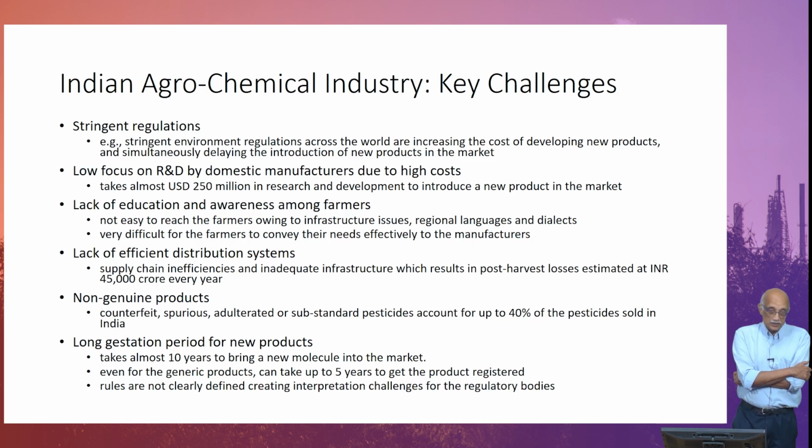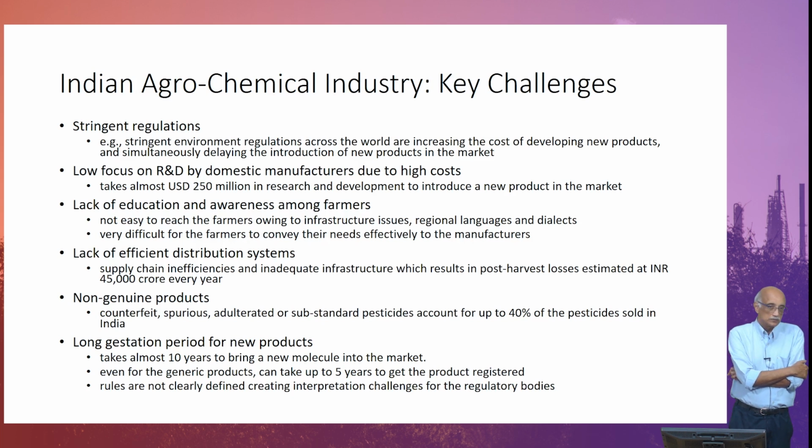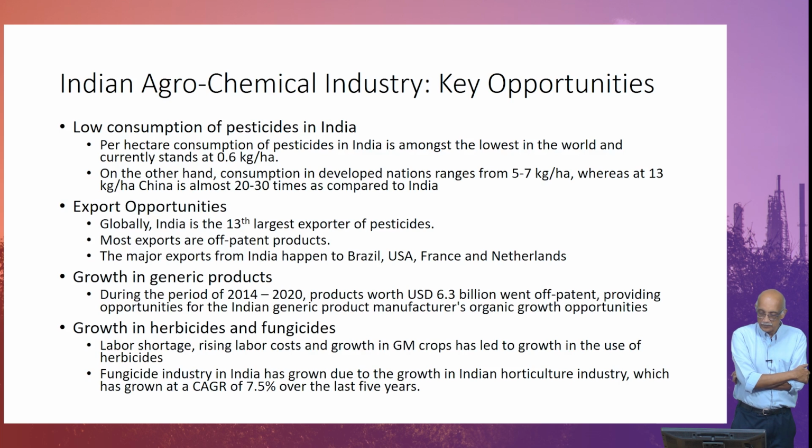What are some of the challenges for the agrochemical industry? The regulations are very stringent. Low focus on R&D by domestic manufacturers due to high cost, lack of education and awareness among farmers, lack of efficient distribution systems, products that are not genuine, long gestation period for new products. These are all obstacles, but I think that none of them is such that it cannot be overcome with concentrated effort.